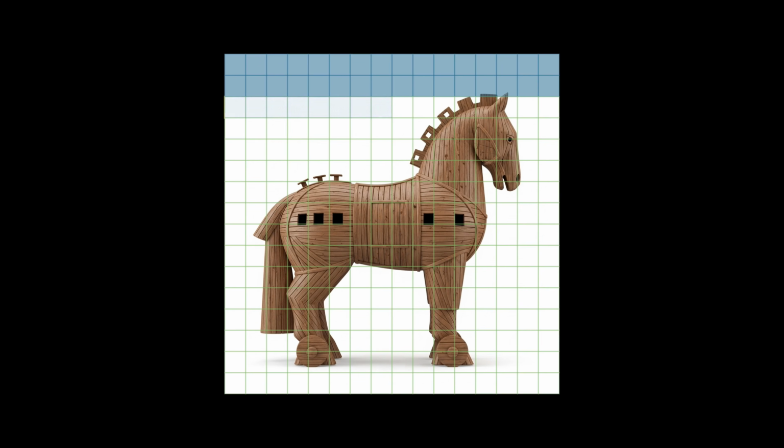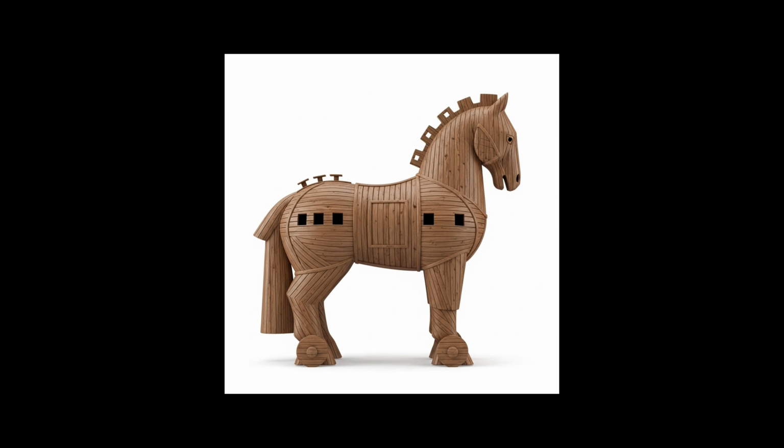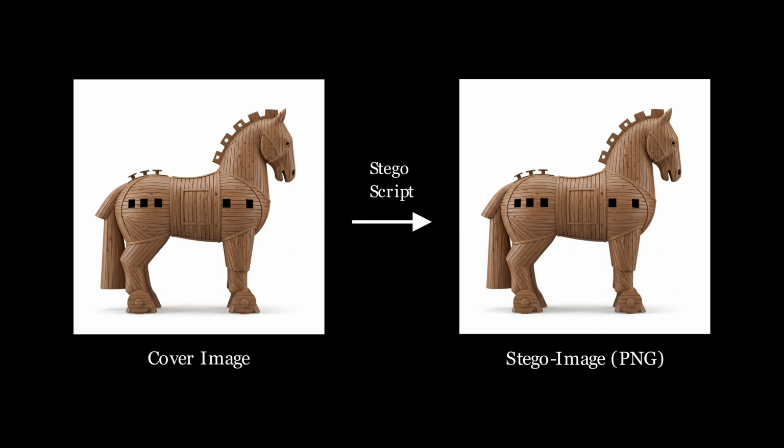Could an image with a message hidden this way actually survive JPEG compression? This was the entire goal, so I ran the definitive test. First, I used the script to hide a message inside a cover image, creating a perfect lossless PNG stego image. Then came the real test, to simulate what happens when you share an image online. I took that PNG and converted it into a JPEG with a quality of 90.